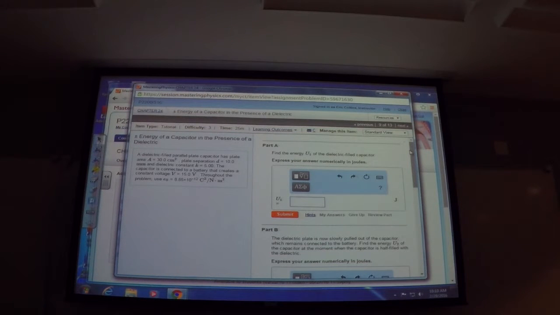Find the energy of the filled dielectric capacitor. Express your answer numerically in joules. All right, so first of all, we have to calculate the capacitance of this thing. Let's do it.